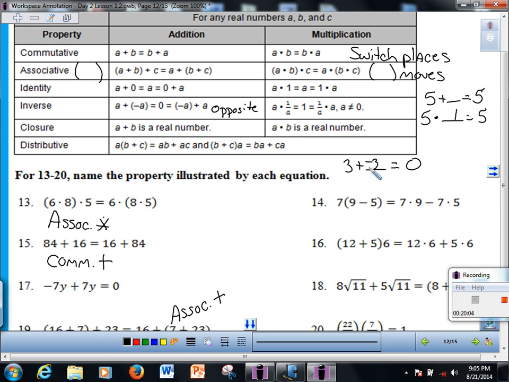The multiplicative inverse right here is a little bit more of a challenge. It says this, 3 times something equal 1. 3 times something equal 1. Well, whenever you want to turn a number into 1, you multiply by its reciprocal. So the inverse of multiplication is the reciprocal.